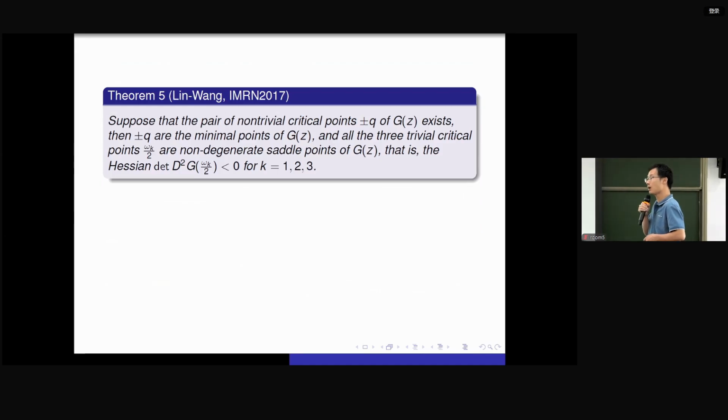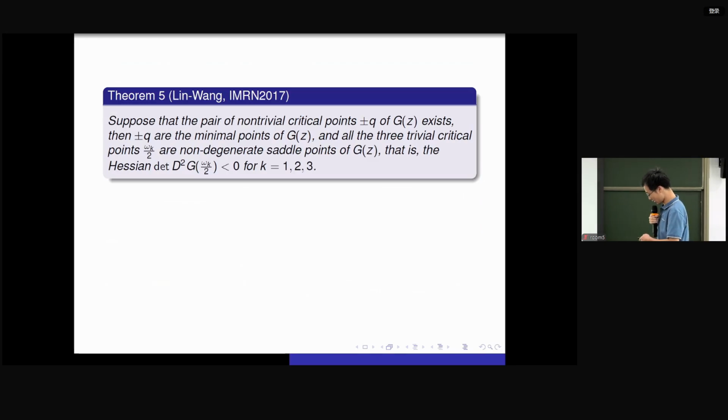So once you have 5 critical points, then the non-trivial critical points are minimal points, and the other 3 trivial critical points are non-degenerate saddle points. So the non-trivial critical points are minimum points. You may ask whether they are also non-degenerate.